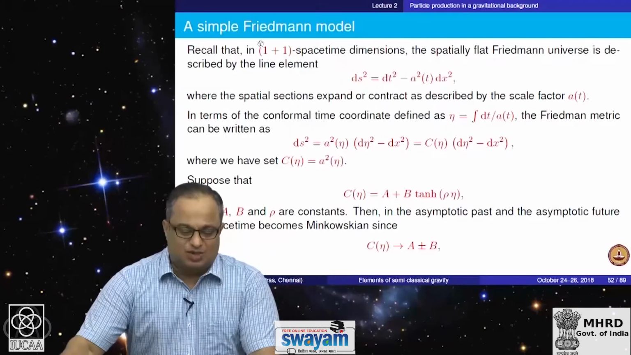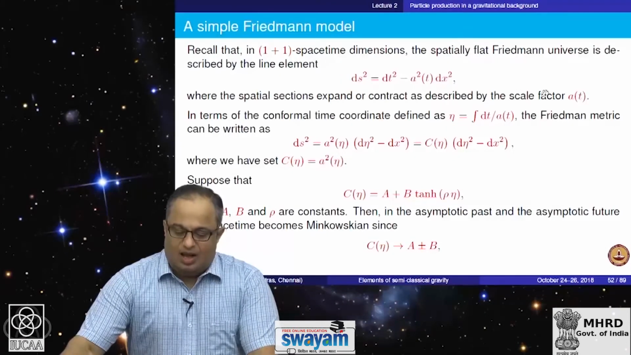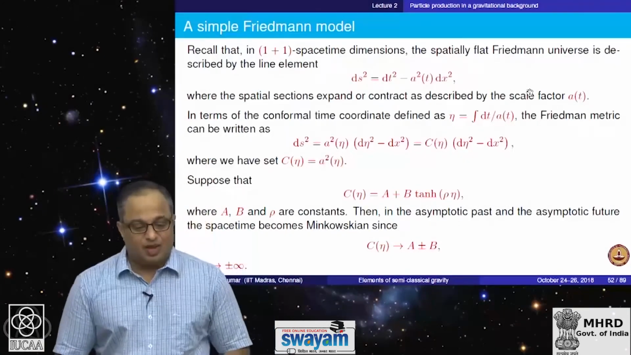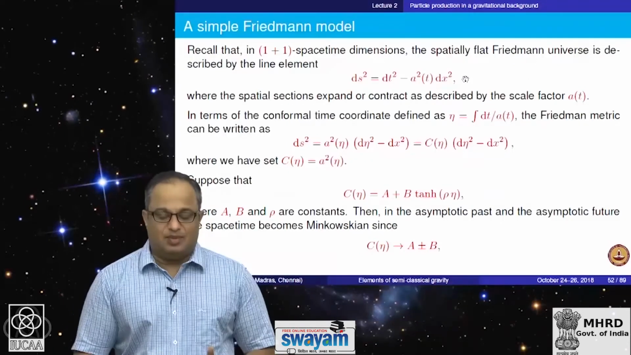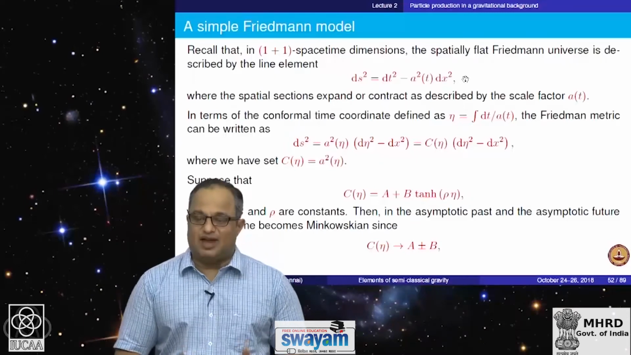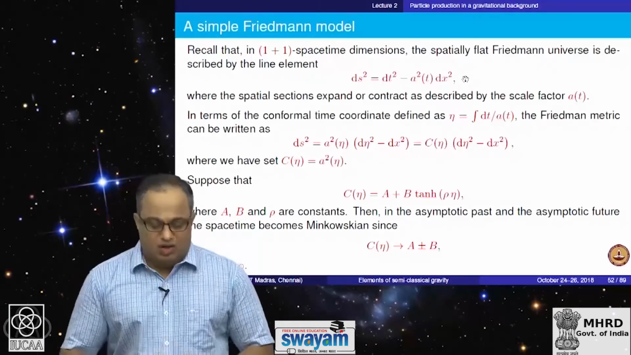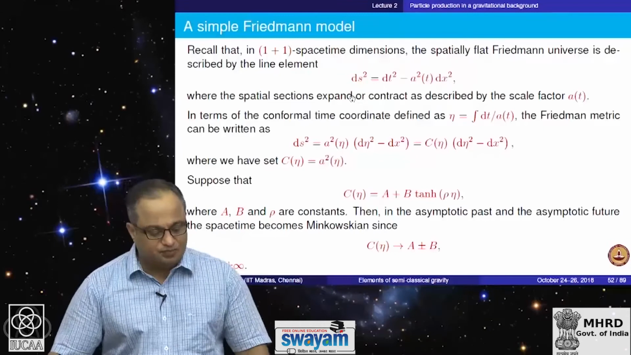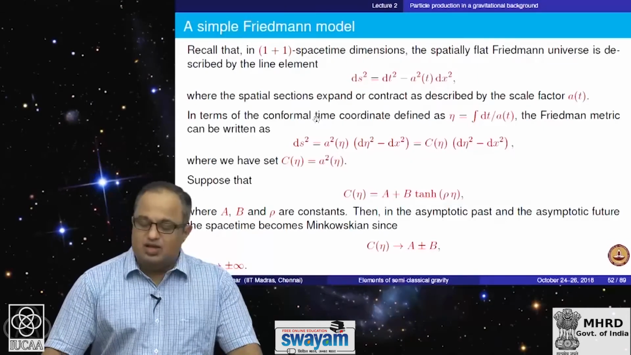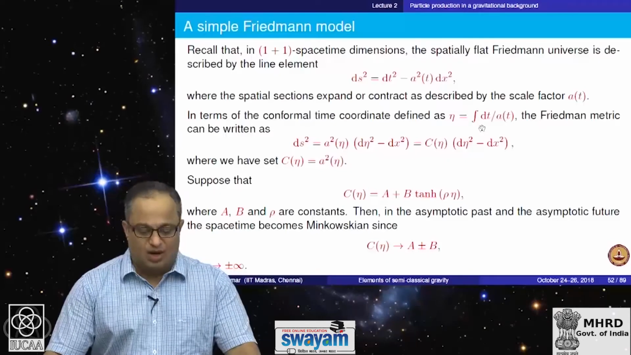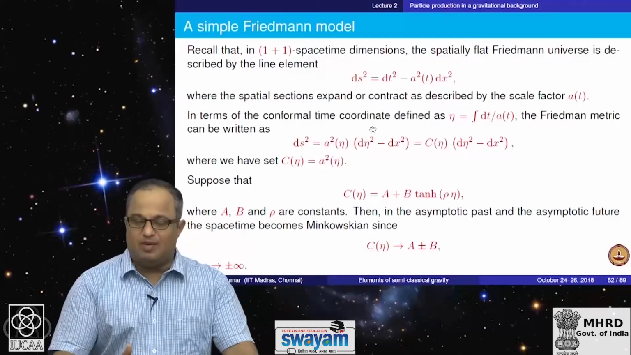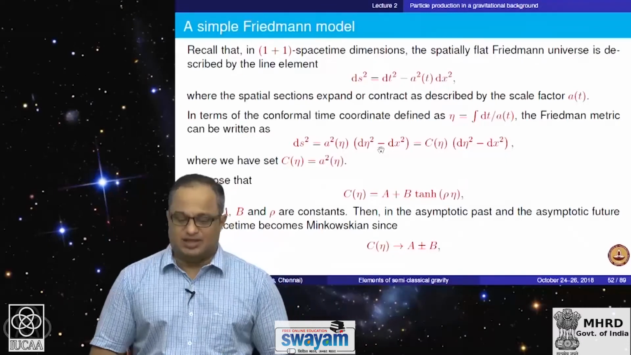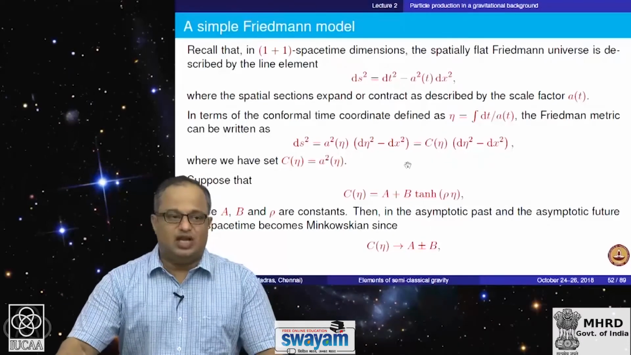Again, I am going to go back to 1 plus 1 dimensions, but I am going to consider a massive field in contrast to a massless field that I have discussed earlier. This is the Friedman metric. I presume all of you know about it, and A of t is the scale factor. And as you know, we are working with a spatially flat Friedman metric, and you can introduce something called a conformal time coordinate through this relation. It is called the conformal time coordinate because in terms of this coordinate eta, the Friedman metric is conformal to flat space time, and this conformal factor we have conveniently chosen as C of eta.